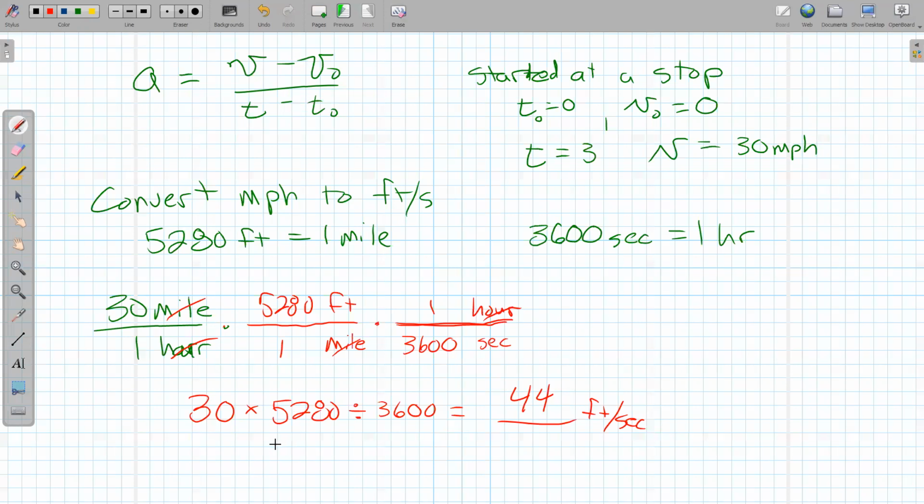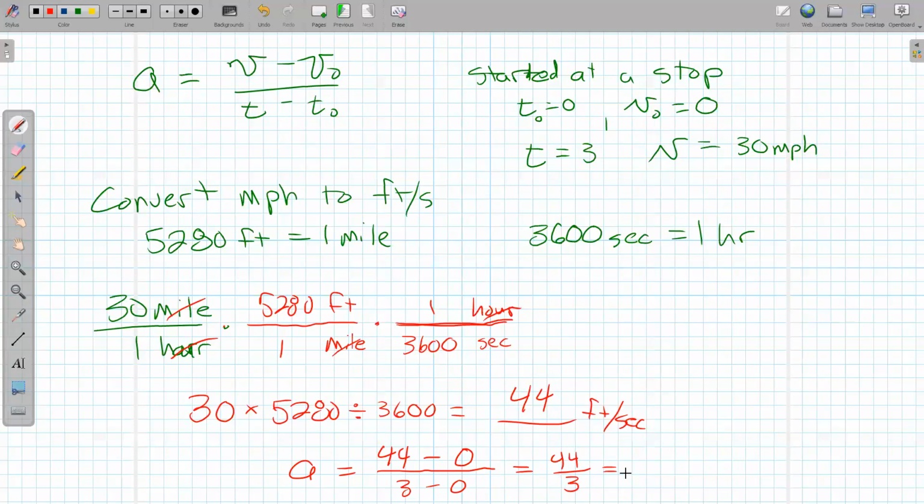Finally, I can answer the question by plugging in the given numbers. That's supposed to be an a, it looks like a 9. And so I've got my v, instead of 30 miles per hour, is now 44 feet per second. Now this happened to come out to a whole number. These don't always come out to whole numbers. Sometimes things have decimals, keep that in mind. I was at a stop, so my initial velocity is 0 over 3 minus 0. So my acceleration is whatever 44 over 3 is.